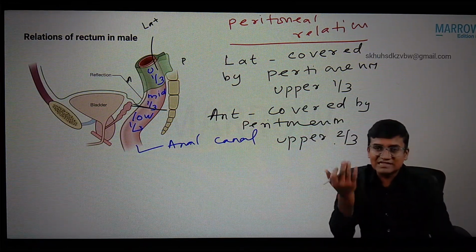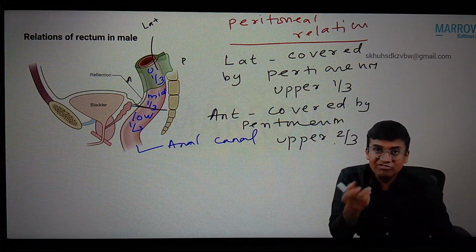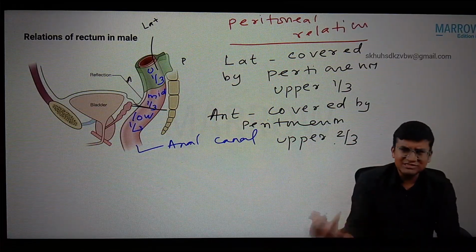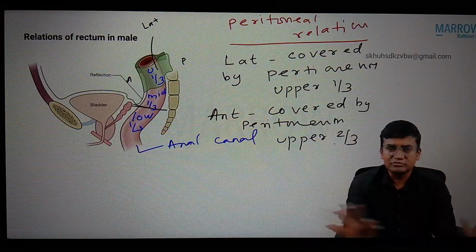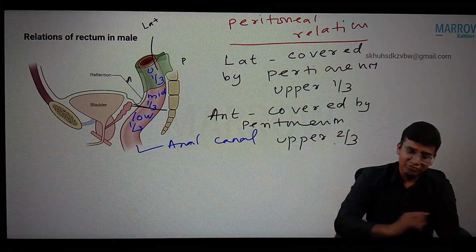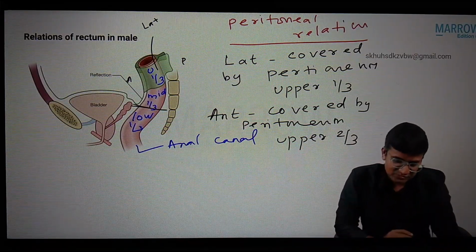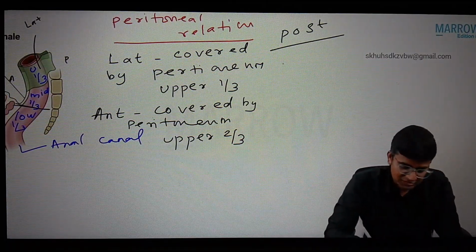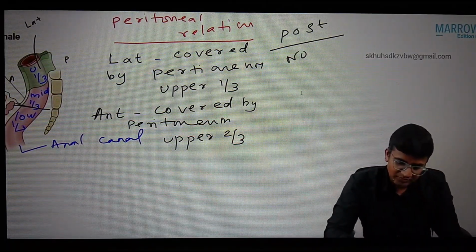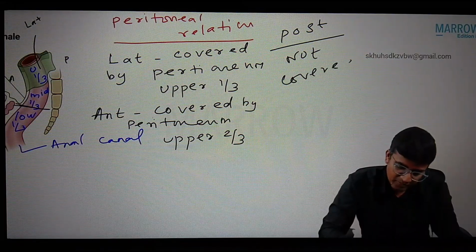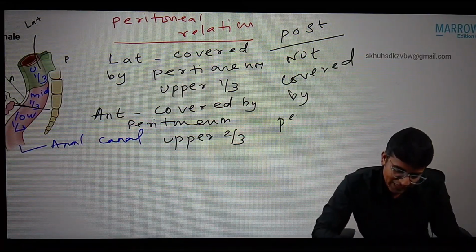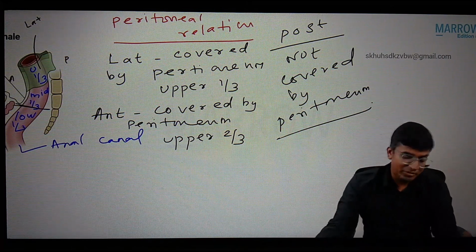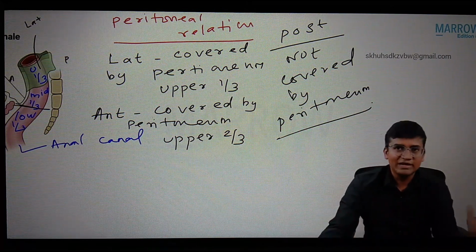So the middle one third of the rectum is covered by peritoneum only in the front side. Clear? Right. Now what about the posterior side? Posteriorly, the rectum is not covered by peritoneum. No peritoneal covering on the back side. We have only bones and other structures. Okay. Right. These are the peritoneal relations. It is the same in both male and female.